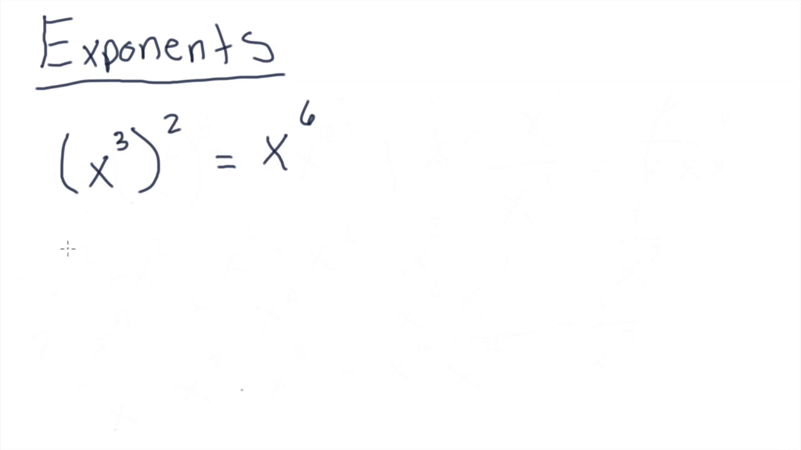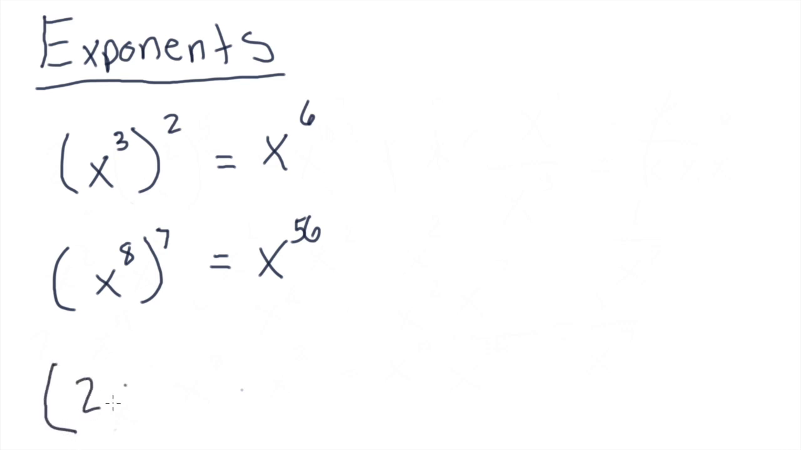What about x to the 8th to the 7th power? That would be equal to x to the power of 56. Try this one. What if I had 2x squared to the power of 3? Now we have a constant in with our x, so that means we have to cube both the constant and the x squared. So 2 to the power of 3 is 8, and x squared to the power of 3 is x to the 6th.